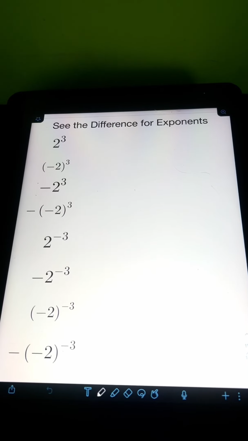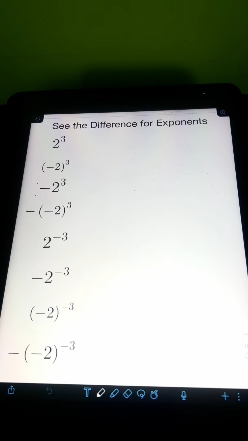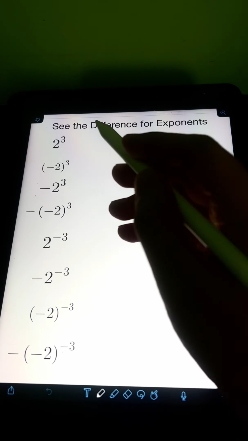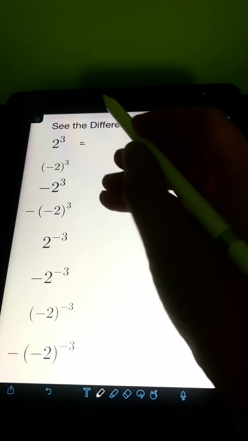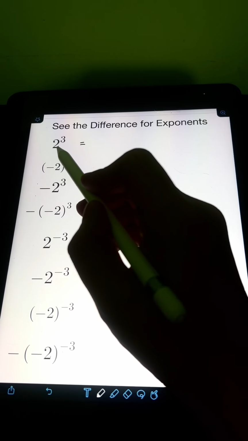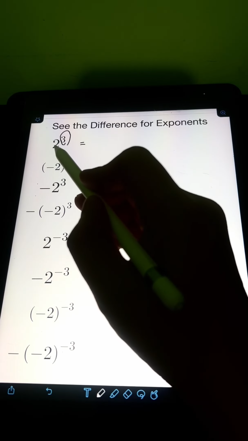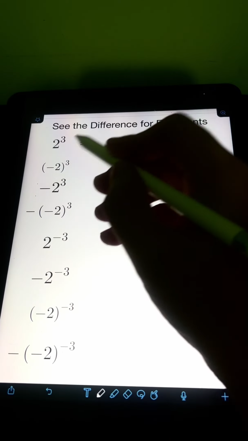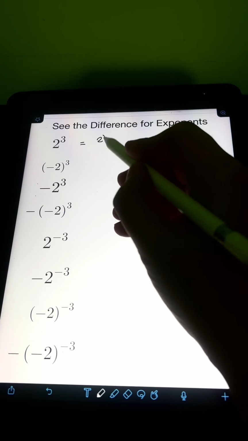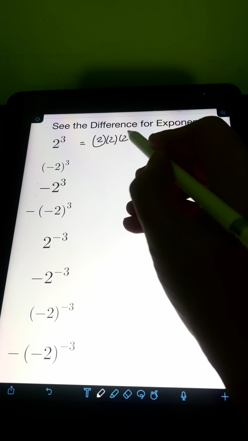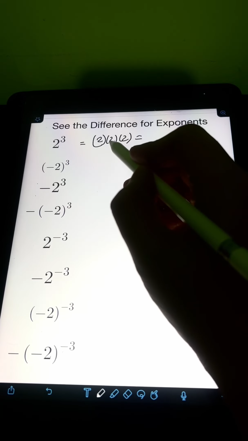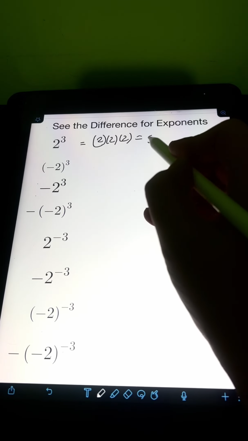Let's try to solve this problem. See the difference for the exponents. For the first one, we have 2 cubed. 2 cubed means the base 2 will be used 3 times as the factor since the exponent is 3. So 2 cubed means 2 times 2 times 2. 2 times 2, that's 4, times 2, 8.